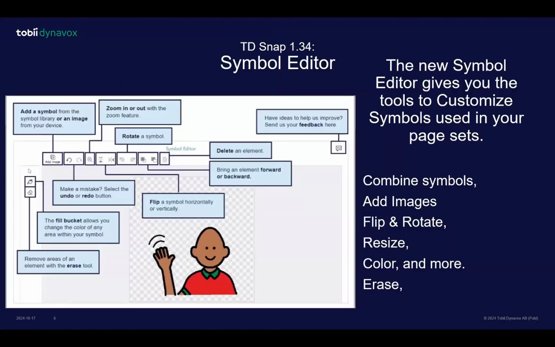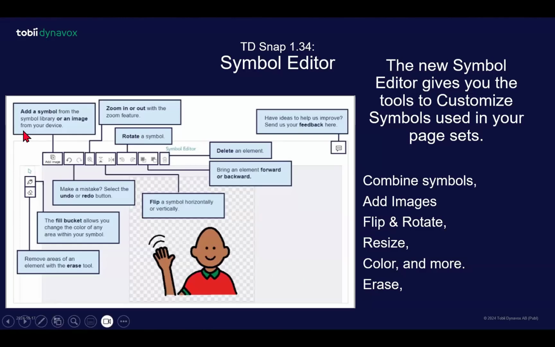The new symbol editor is fantastic. It gives you the tools to customize your own symbols to use in your own personalized page sets. The enhanced symbol editor capabilities now allows you to combine symbols, add images, adjust the colors, including things like skin tone and hair color. You can rotate, resize, erase, and more. The editor is available for any type of button in TD Snap, including general buttons, the supports, the books, and the photo books. So I'm just going to run through this slide itself, so hopefully you can see my mouse on here.